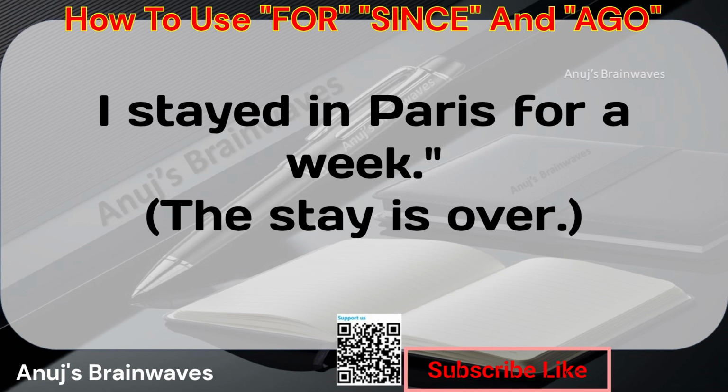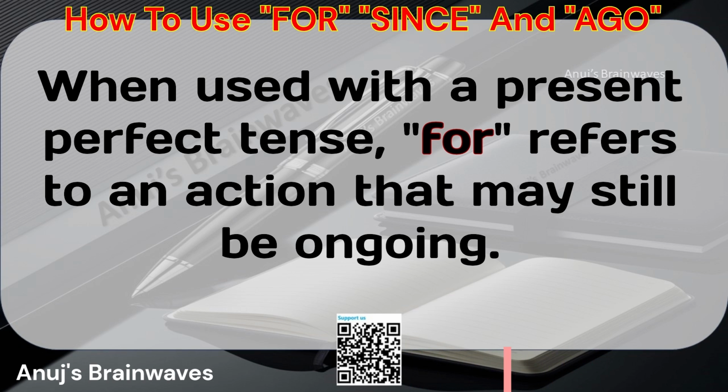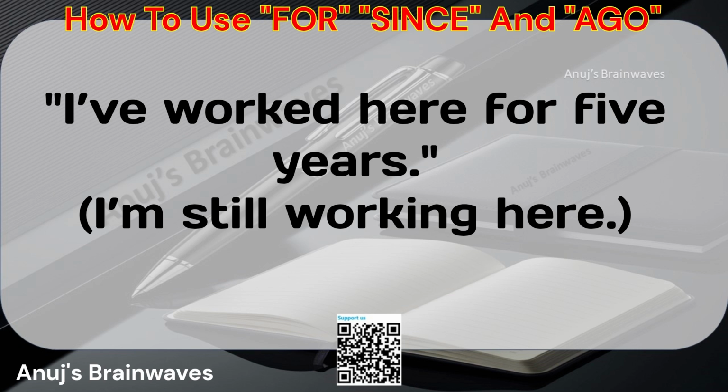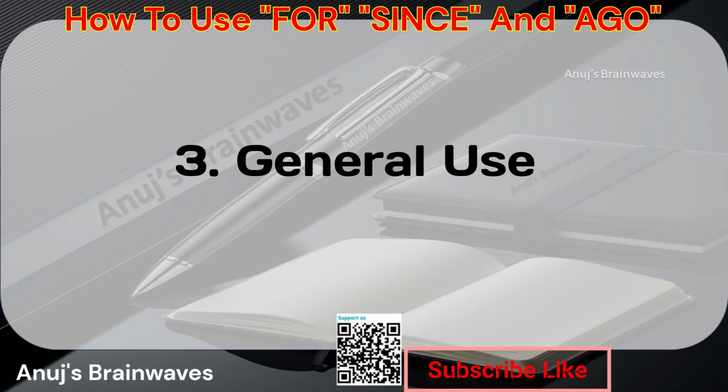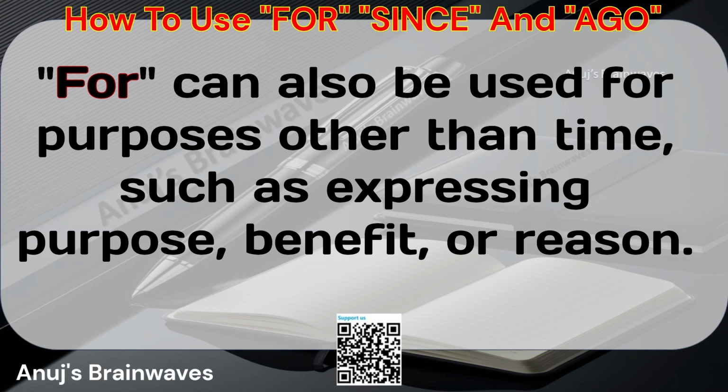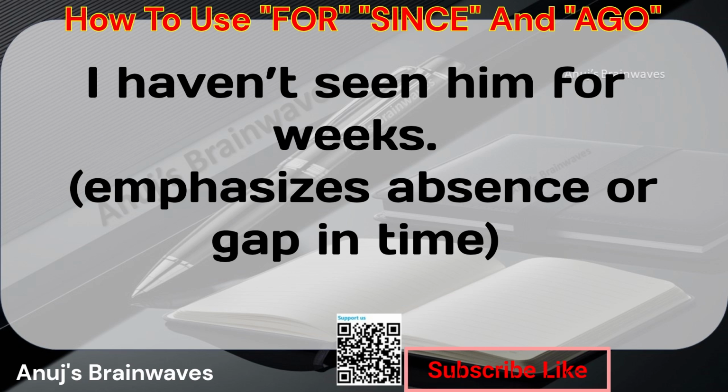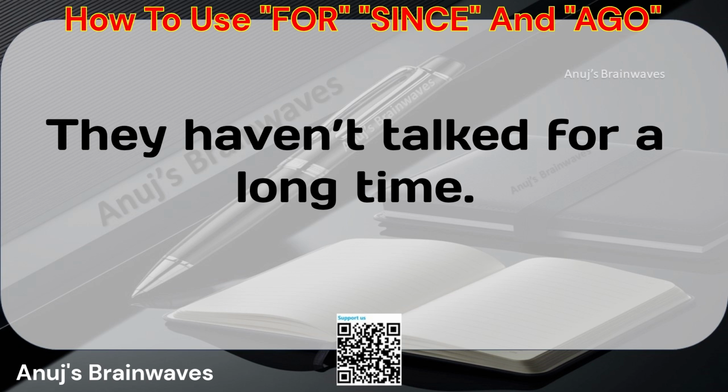The stay is over. When used with a present perfect tense, for refers to an action that may still be ongoing. Example. I've worked here for 5 years. I'm still working here. 3. General use. For can also be used for purposes other than time, such as expressing purpose, benefit, or reason. Example. I haven't seen him for weeks. Emphasizes absence or gap in time. They haven't talked for a long time.